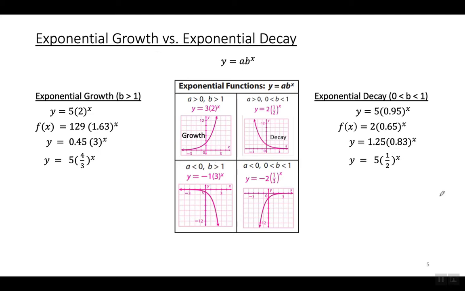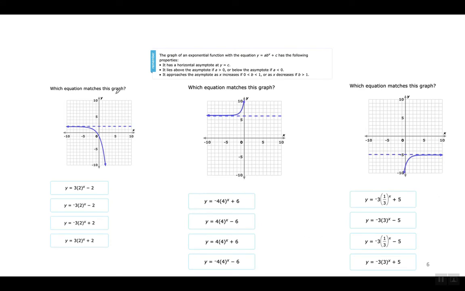Okay, so let's look at some examples of graphs here. Which equation matches this graph? Look at my horizontal asymptote. It's at positive 2. So in my equation for that graph, the C has to be plus 2. So my answer would be between one of these two.